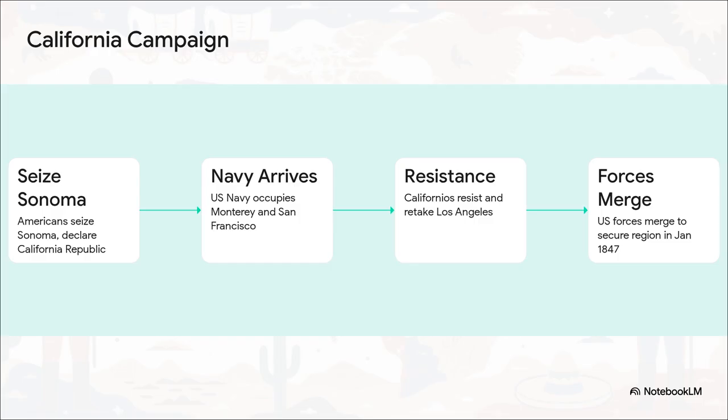But, this wasn't just an easy walkover. The Mexican citizens living there, the Californios, fiercely resisted. They pushed back hard, actually retaking Los Angeles in late 1846. It ultimately took a mashed-up, merged force of U.S.